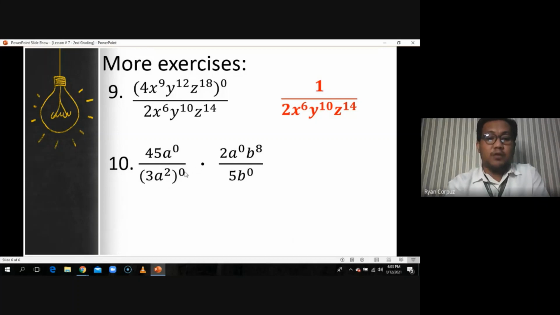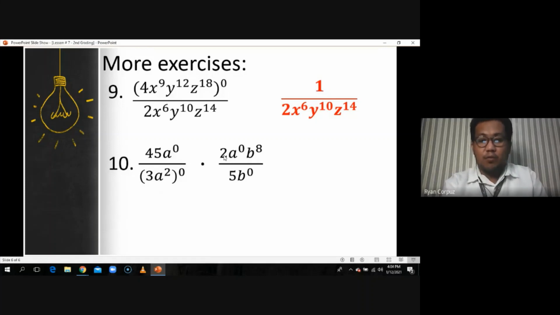So the whole expression in the denominator is equal to 1. So we have on the left side 45 over 1. Okay? Then on the right side now, same thing. In the numerator part on the right side, a raised to 0 will be equal to 1. So that one will be equal to 1.